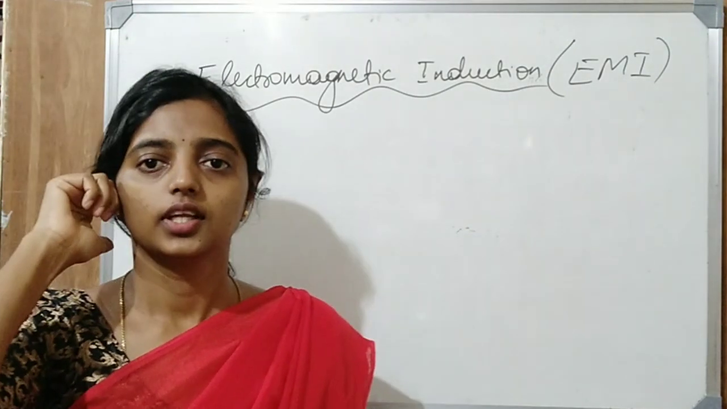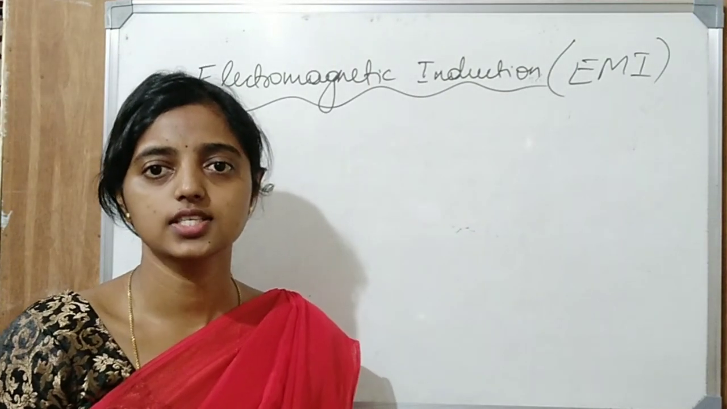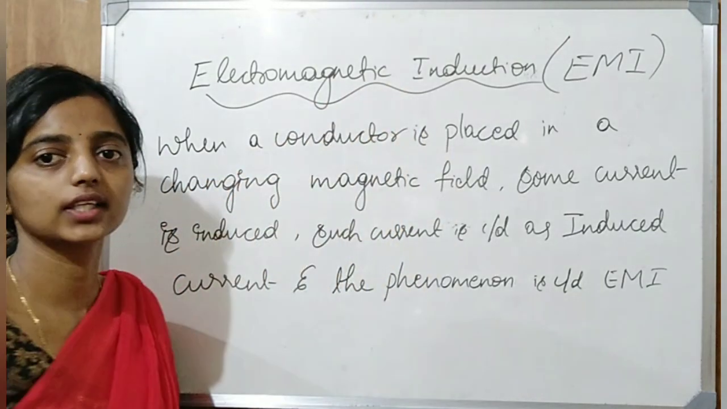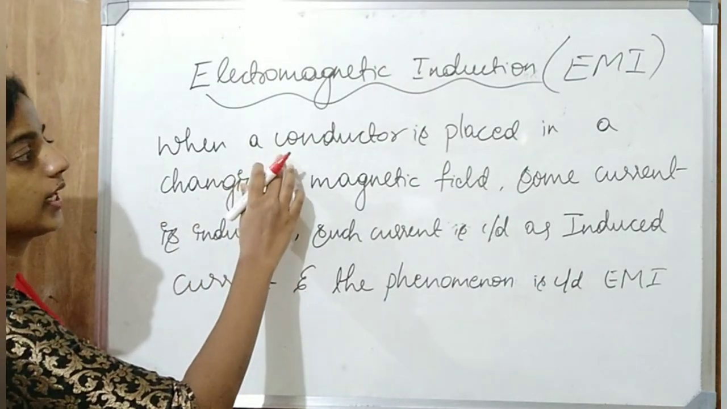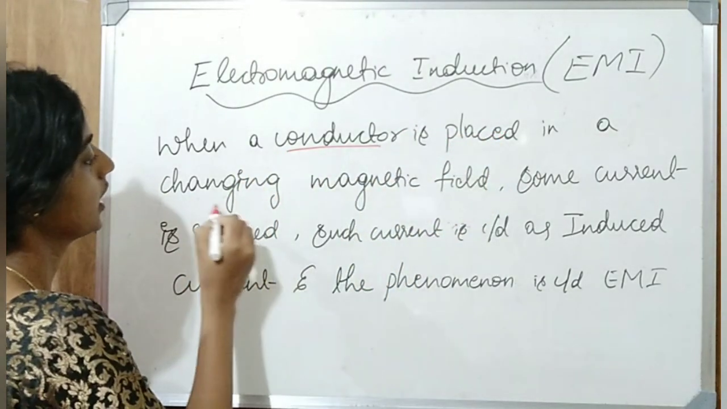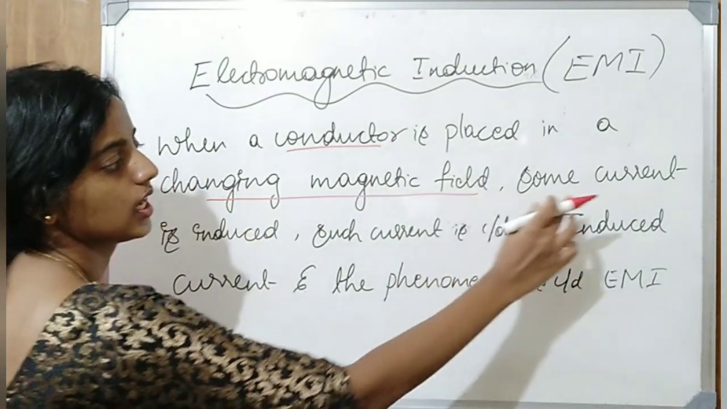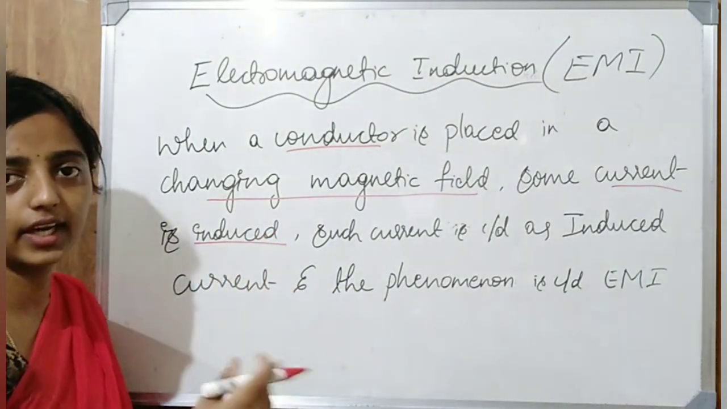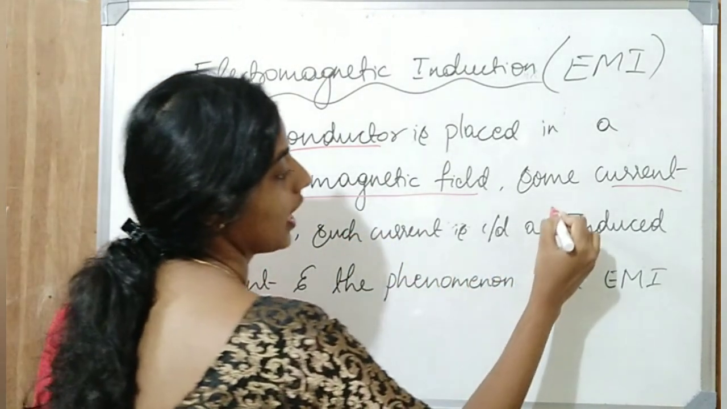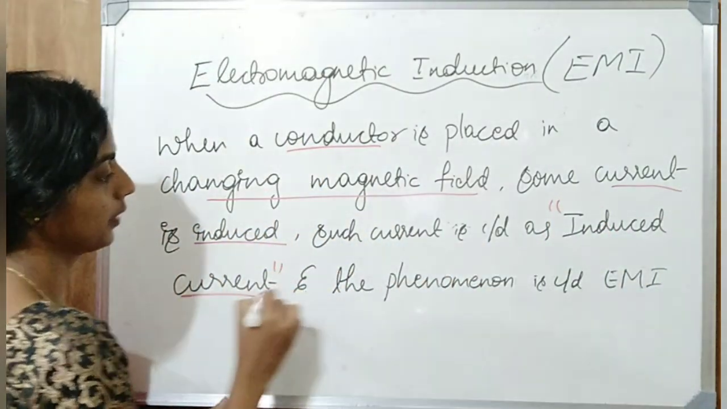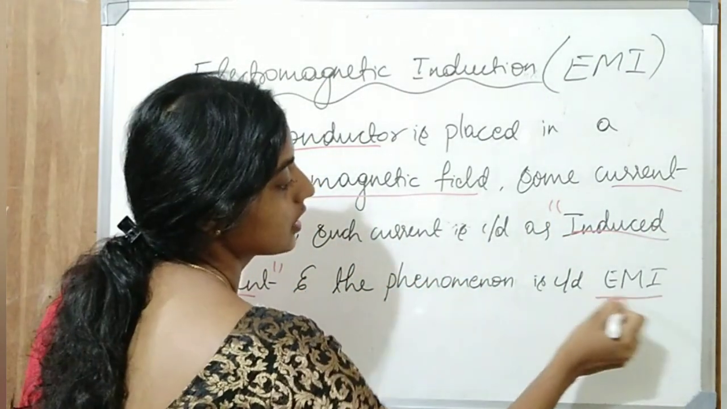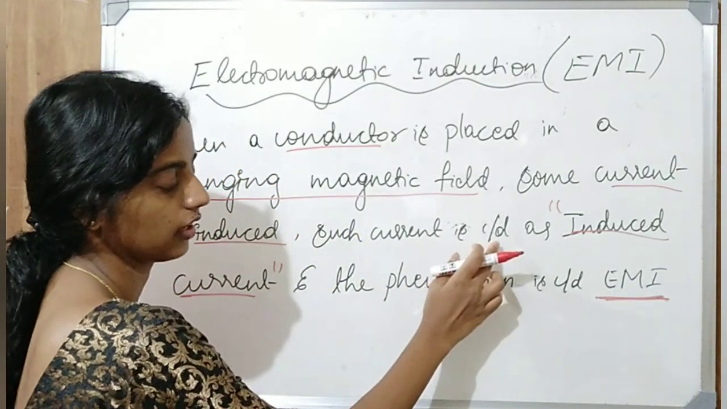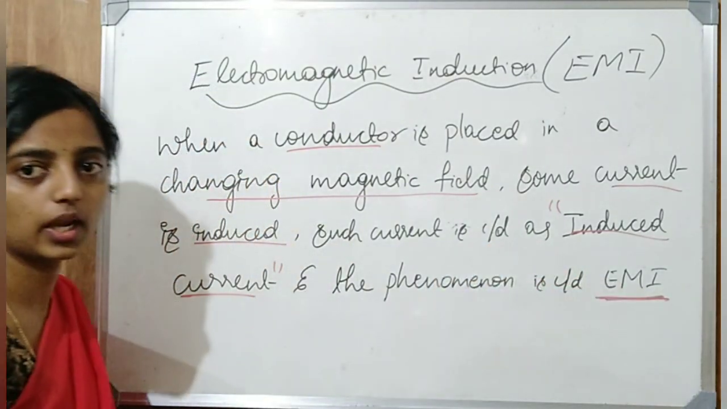The definition of electromagnetic induction is, look at the definition. This is the definition of what is electromagnetic induction. When a conductor is placed in a changing magnetic field, some current is induced. Induced is nothing but created. Such current is called induced current, and the phenomenon is called electromagnetic induction. See, I wrote the short form of coil, don't get confused. And such a phenomenon is called EMI.